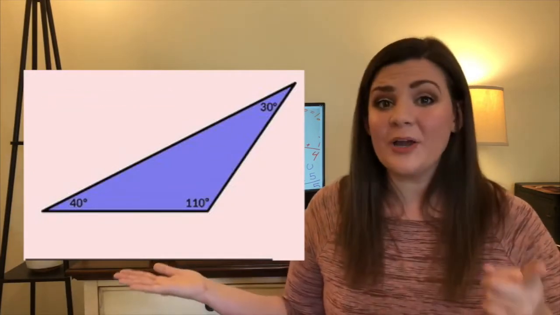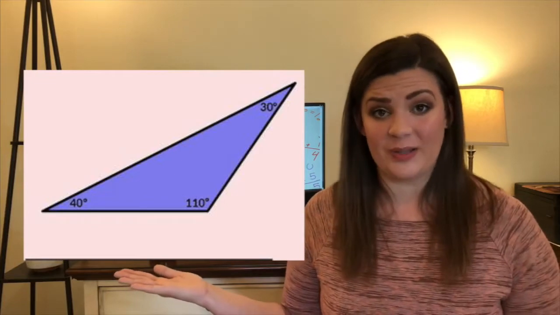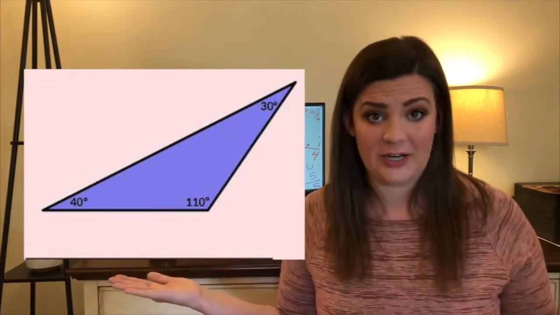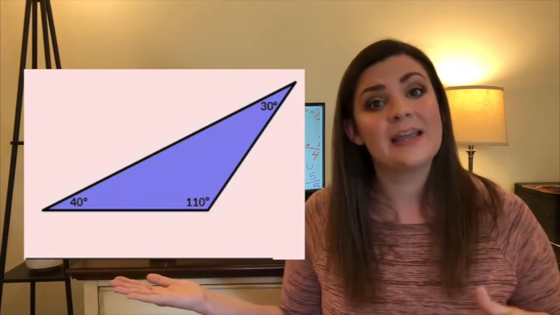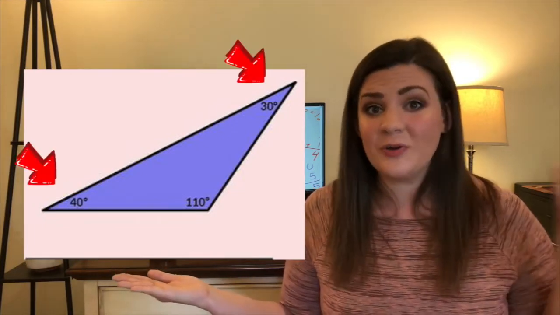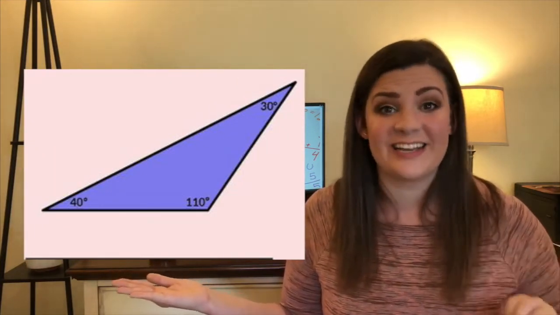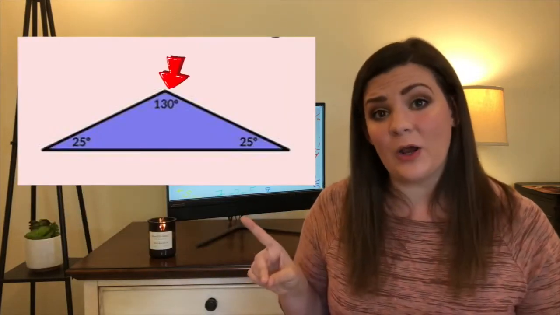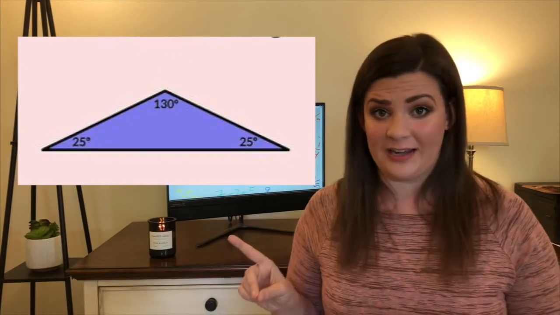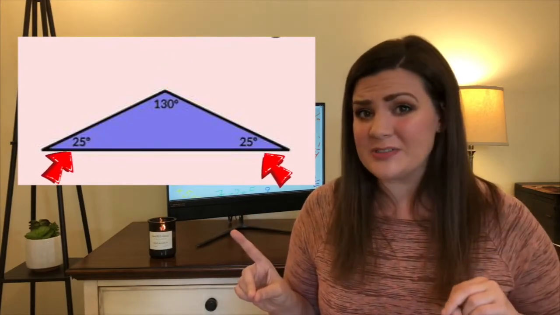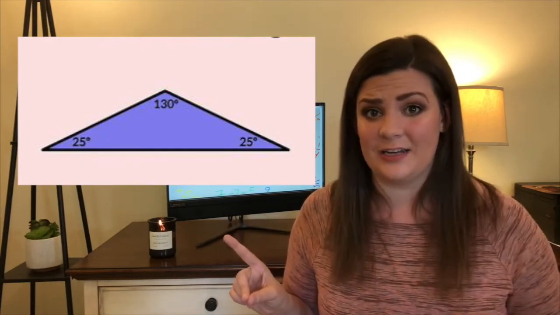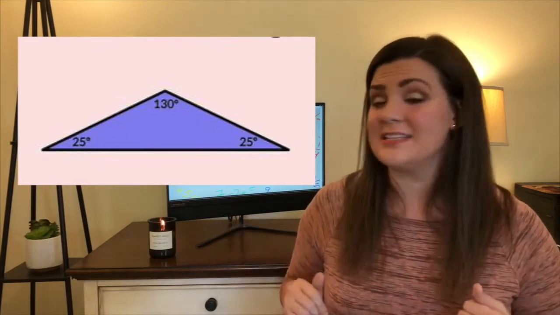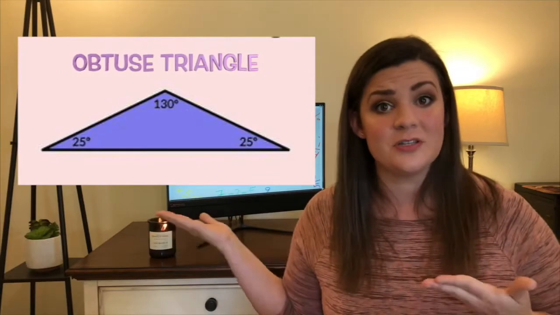Awesome! What I want you to know about this triangle's measurements is that it has one angle that measures greater than 90 degrees and less than 180, making it an obtuse angle, and 2 acute angles that have a measurement less than 90 degrees. Look at this triangle. If you notice, it has one angle that has a measurement greater than 90 degrees and two angles that have measurements less than 90 degrees. So, because of its measurements, we know that this is classified as an obtuse triangle.